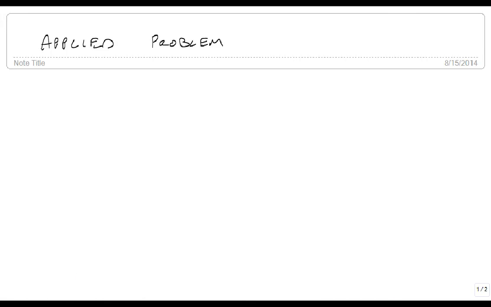We're now going to use these sums to solve an applied problem. We're talking about free-falling space junk in space. So how do things fall in space?